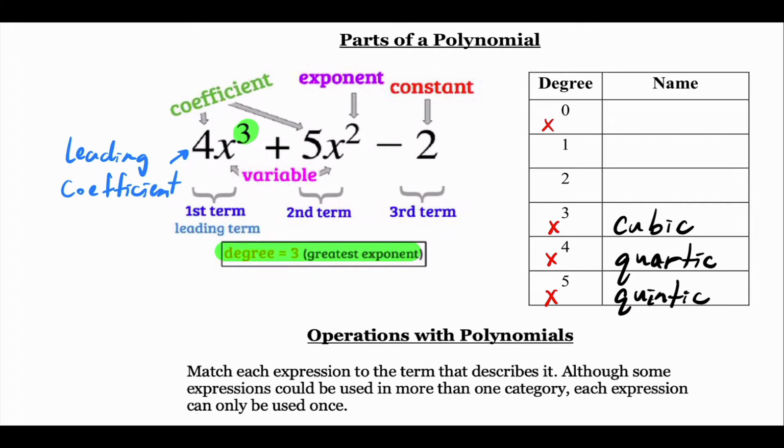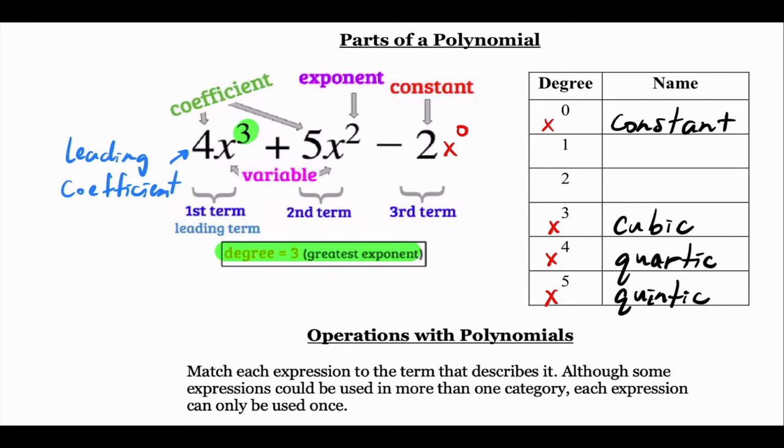X to the 0 power is called a constant. On our example, we have a constant. What's the constant on our example? -2, right? So I don't understand. It doesn't have an x. So why is it called a constant? Because it actually does have an x. We just don't write it. This guy right here actually has one of these that we don't write.